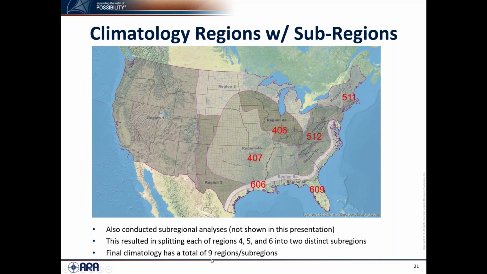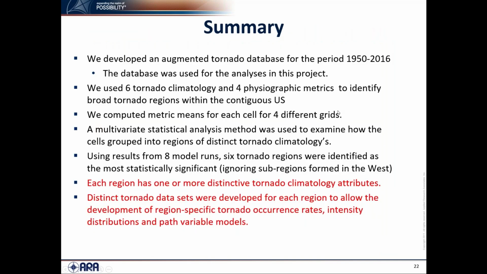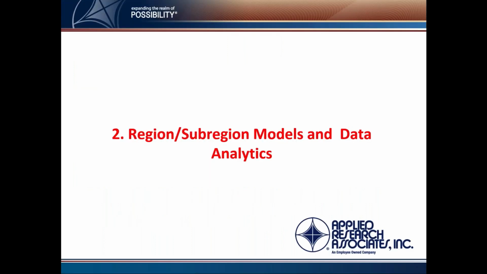So we ended up with a total of 9 regions and sub-regions altogether. In summary, we developed an augmented tornado database for this period. We used a broad tornado climatology that has similar metrics across these different regions. Each region has some distinctive tornado climatology attributes, and certain data sets were used to develop each region to allow for region-specific tornado occurrence rates and so on.